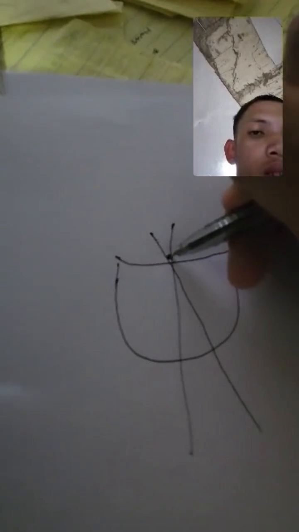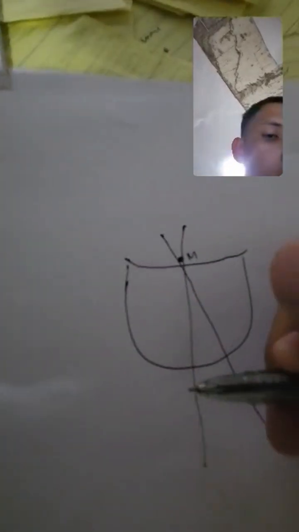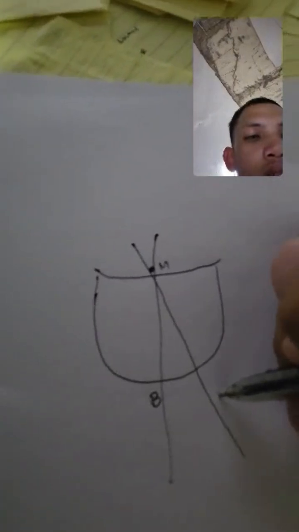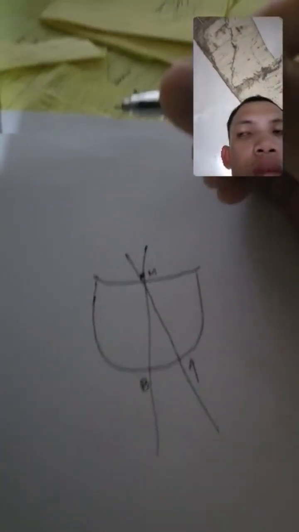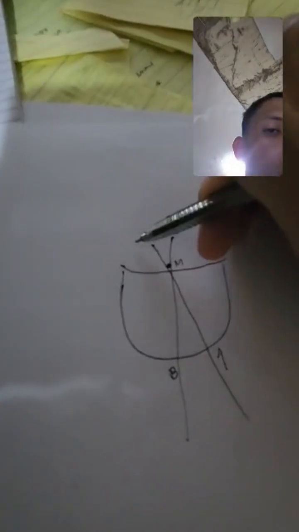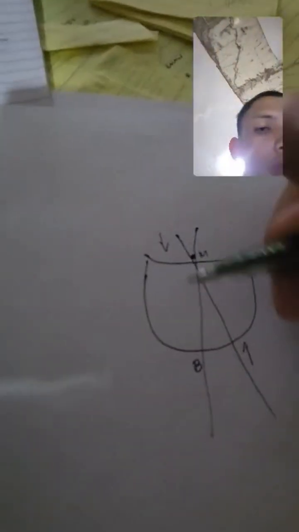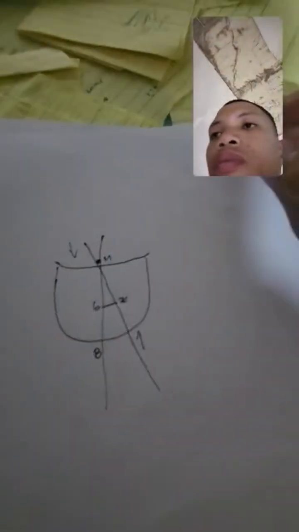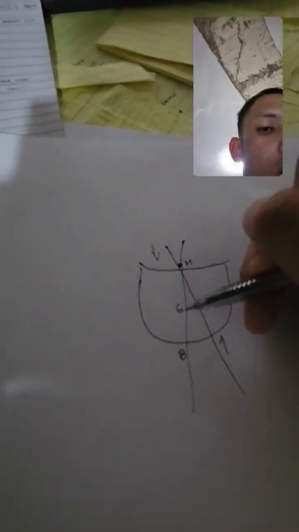This is the metacentric height, and this is the buoyancy, which is pushing the vessel to float, and this is the lightning arms.